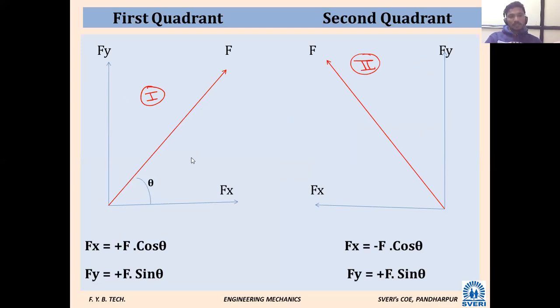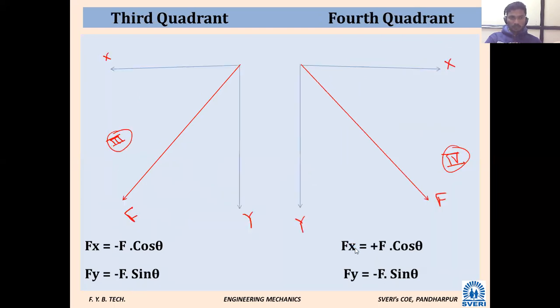Here it is mentioned clearly: Fx, Fy. Fx is the X component, Fy is the Y component. In this way, we have seen. First quadrant, both are positive. Second quadrant, X component negative, Y component positive. Third quadrant, both are negative. What about the fourth quadrant? X positive, Y negative. X component positive, Y component negative.